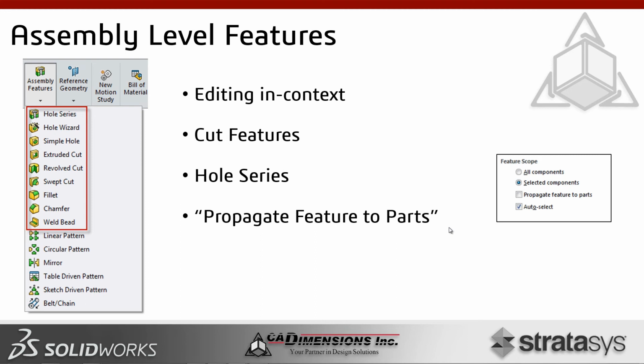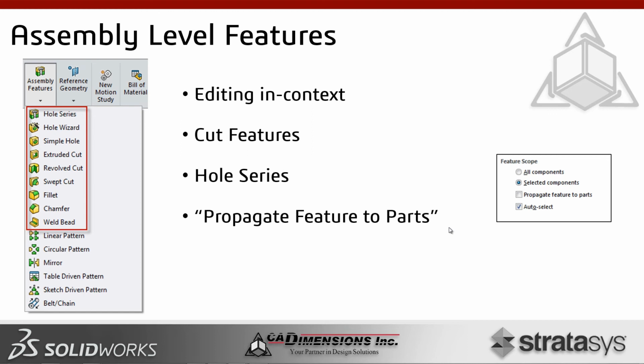So if you do a Hole Wizard hole or a hole series or whatever through multiple components, but you want that component at the part level to have those specific features, you need to make sure you turn on the option inside that cut, or whatever feature it may be, to propagate that specific feature back to the part.